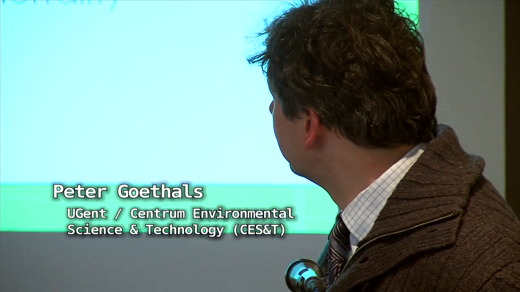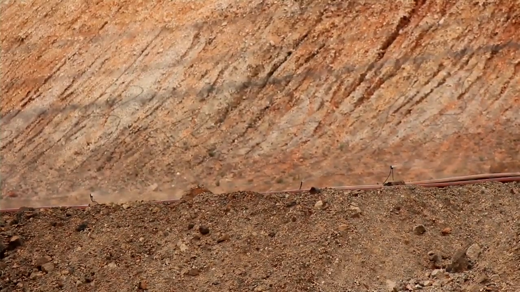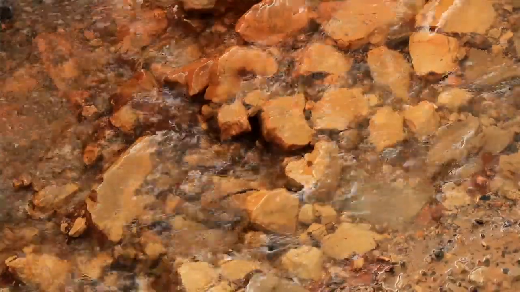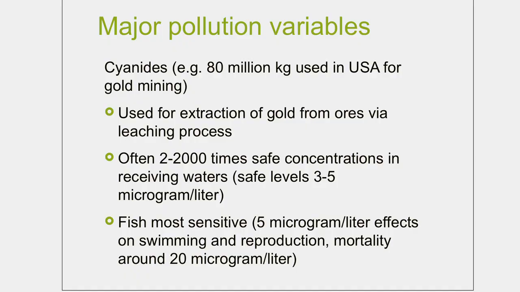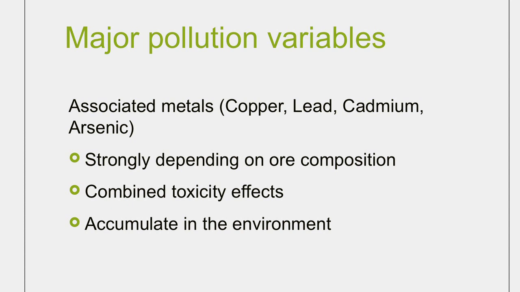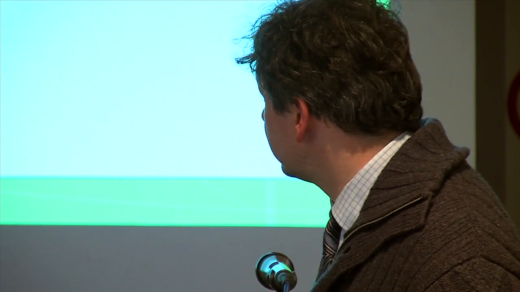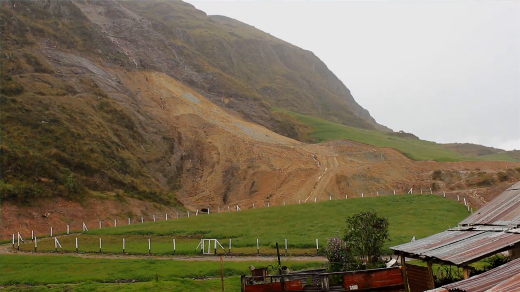Cyanides are massively used, for instance, in the USA, still 80 million kilograms per year is used. Also here, the extraction of gold from ores is aimed for. And we see that in receiving waters, these are mainly data from developing countries. Here again, you see that sometimes up to several thousand times the safe concentrations in the receiving waters is observed. And most of the animals and plants are affected, but fish are in this context most sensitive. And of course, there's a whole set of other metals which are associated with gold, like copper, lead, cadmium, which can also be set free during the mining process and also enter and accumulate in the environment, and then you have a combined stress. But this is, of course, strongly depending on the composition of the ore.